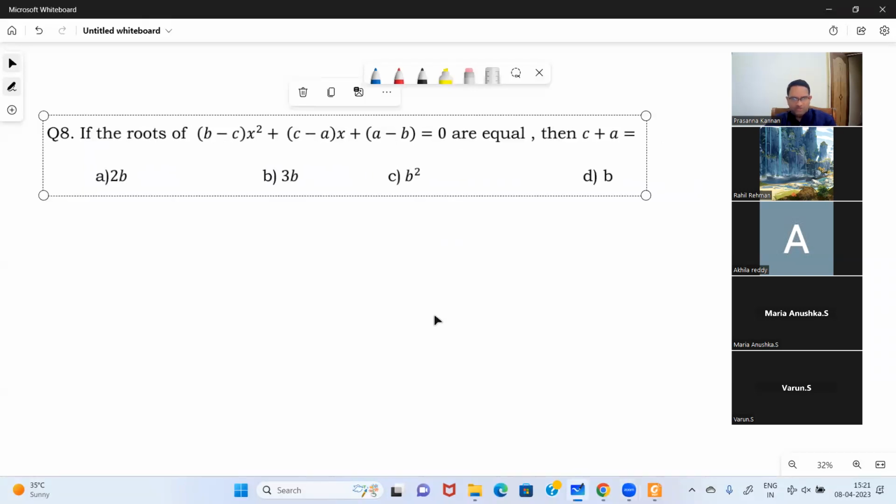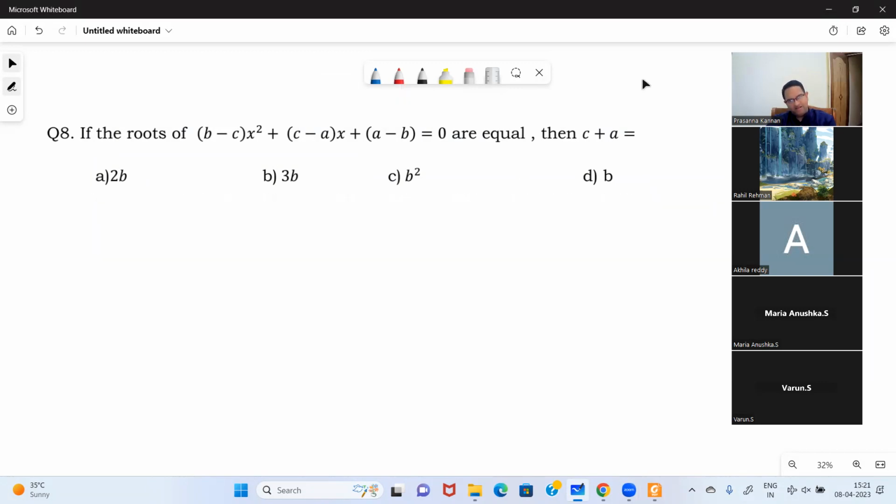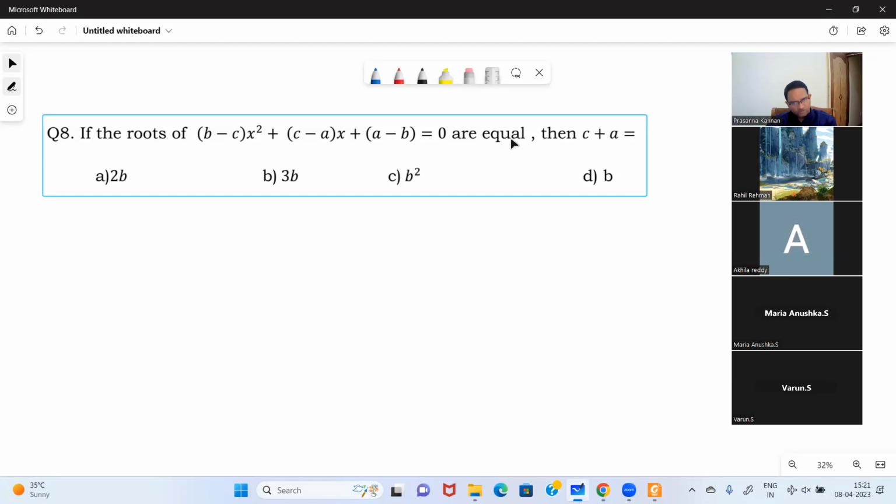If the roots of the equation (b minus c)x square plus (c minus a)x plus (a minus b) equal to 0 are equal, then what is c plus a going to be equal to? Here, you know that this is a quadratic equation, correct? So it's a quadratic equation. If the roots are equal, what do you know? The discriminant must be equal to 0. b square minus 4ac must be equal to 0, correct?